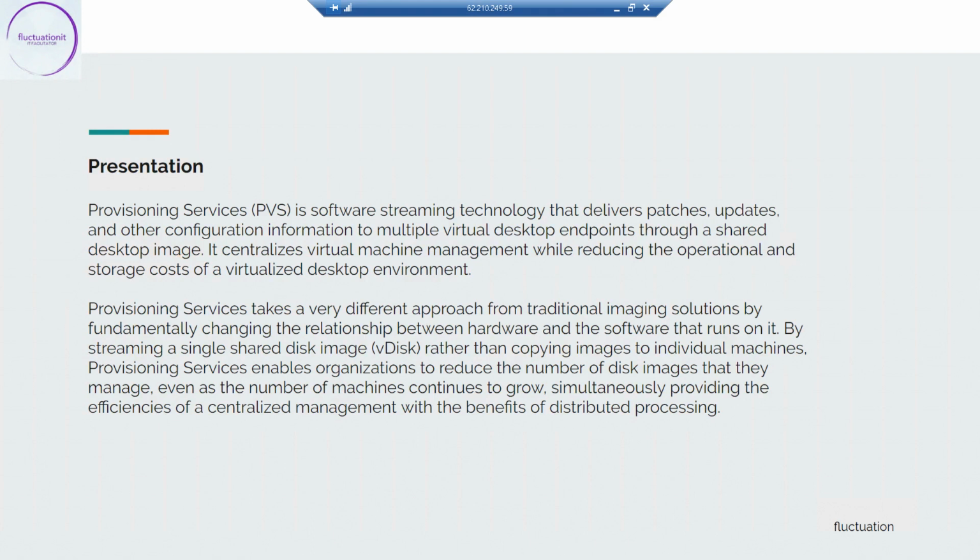So what is the strength, and why is PVS such a fantastic solution? PVS takes a very different approach from traditional imaging solutions by fundamentally changing the relationship between hardware and software. So this is the first advantage. The idea is that it will stream a single shared disk image, the name is vDisk, rather than copying an image to each individual machine.